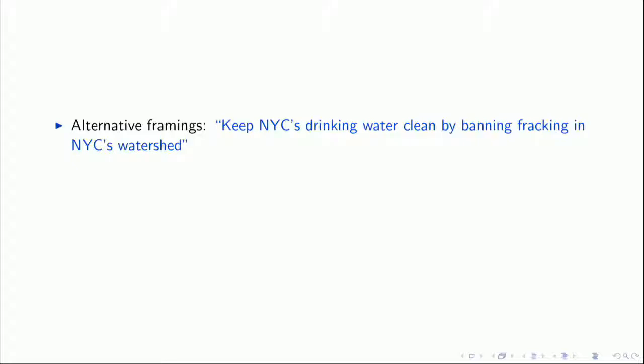So this was "keep NYC's drinking water clean by banning fracking in NYC's watershed." So we asked the mayor's office, don't you know about water quality? And they're like, of course we know about water quality. And we were like, well, why wasn't that in any of your seed ideas? And they're like, well, because this person talks about fracking and connecting that to water, and we didn't think about it like that. But when you add the word fracking, it becomes something that people are very engaged with. So it's not a new idea, but it's a new framing of an existing idea, which can be very valuable.